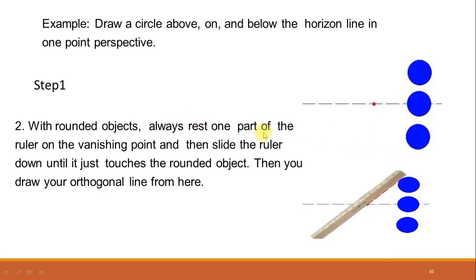Always rest one part of the ruler on the vanishing point, and then slide the ruler down, until it touches the rounded object. So this ruler touches the rounded object here. Then you will draw orthogonal lines.